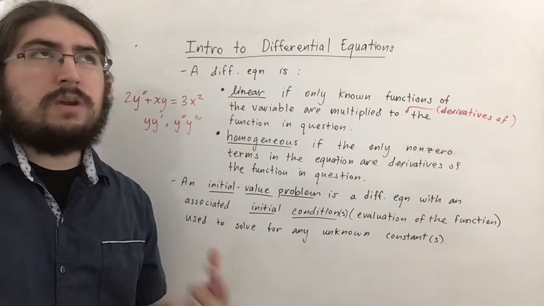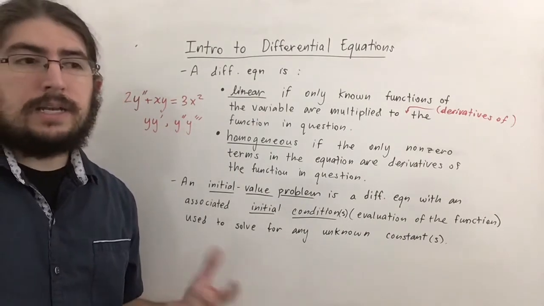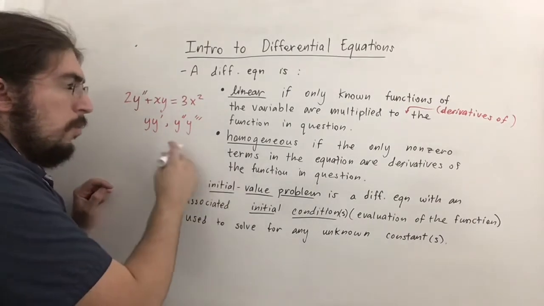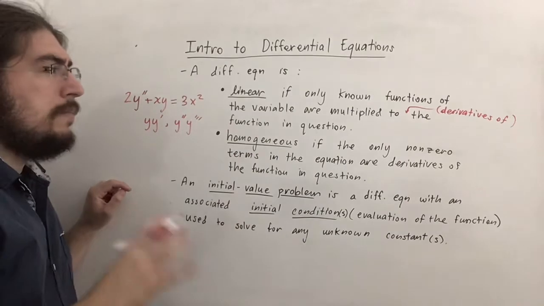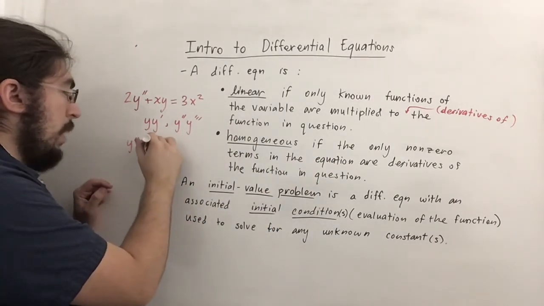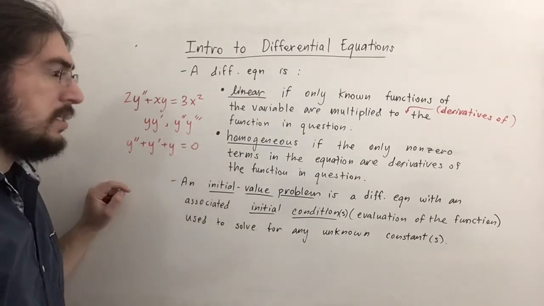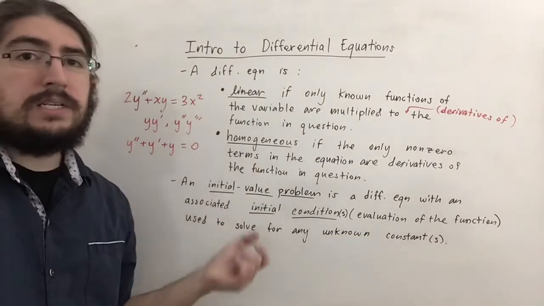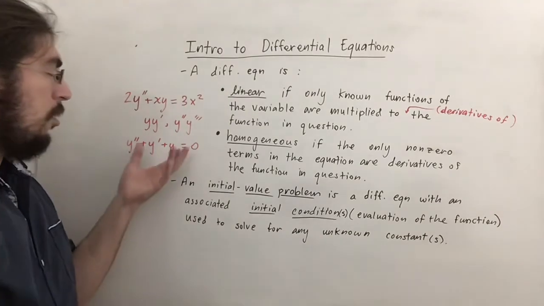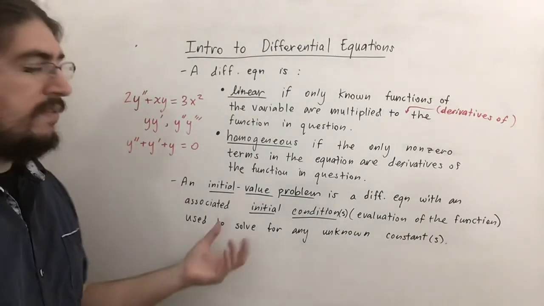So actually, the only examples we've seen so far were homogeneous in some sense. Usually homogeneous is discussed in terms of whether 0 is on the other side or not, but specifically what this means is that you have something like this. For example, y double prime plus y prime plus y equals 0, that's an example of a homogeneous equation. And again, homogeneous usually means equal to 0, but specifically for differential equations, we want the non-zero side to contain only terms that involve derivatives of the function itself.